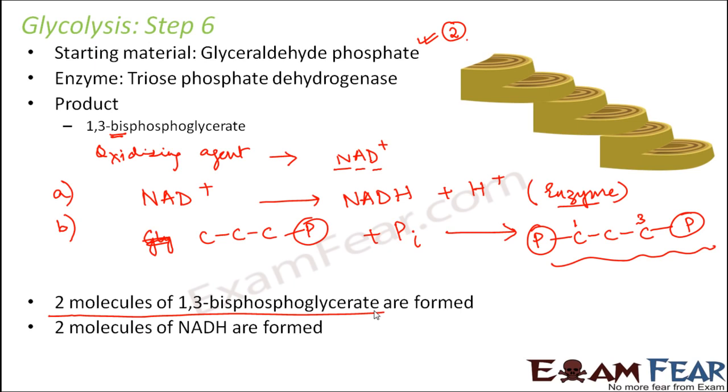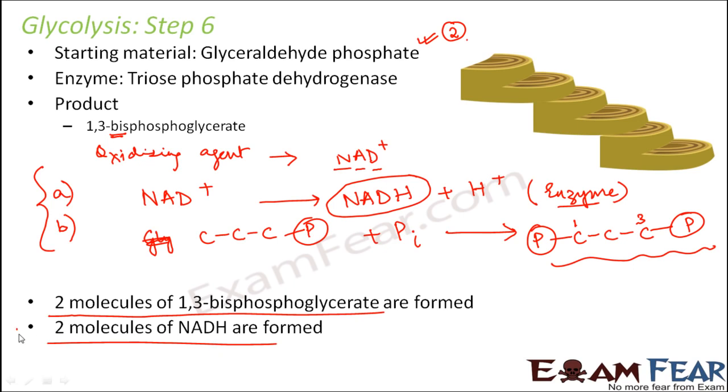Another important thing here is that 2 molecules of NADH are also formed. So here if you see, this is also formed. Now these 2 steps will get repeated for each molecule of glyceraldehyde, right? So for the first molecule, 1 NADH is formed. Again for the next molecule, 1 more NADH will be formed. So 2 molecules of NADH are also formed.